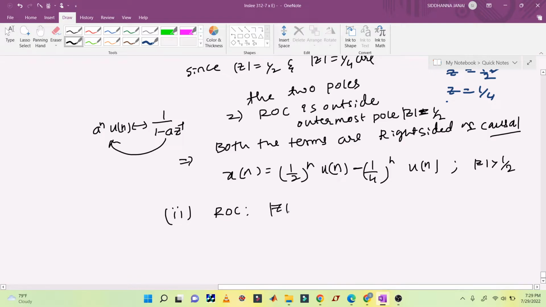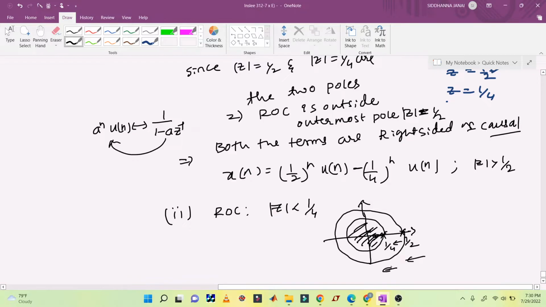Second ROC, magnitude of z is less than 1 by 4. So again write 1 by 4, 1 by 2. These are the two poles. Draw two circles, one with radius 1 by 4, another with radius 1 by 2. ROC is what? It is inside this 1 by 4. Inside 1 by 4 means for this pole also it is towards the left. For the 1 by 4 pole also it is towards the left. Correct? For both the poles it is towards the left. ROC, region of convergence, is towards the left.